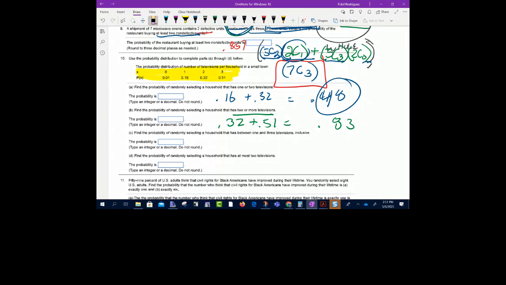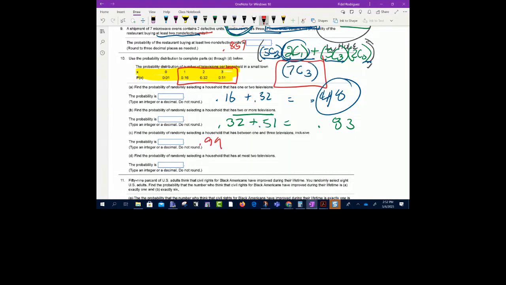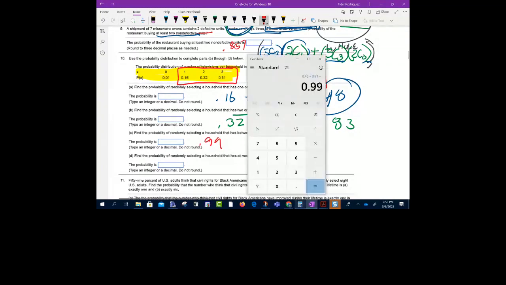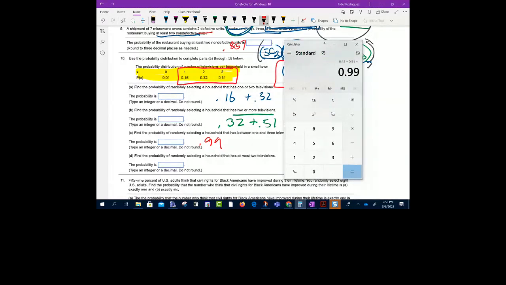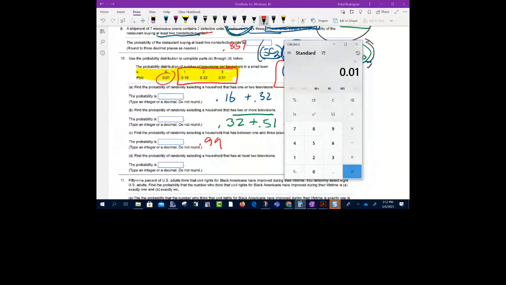What's the probability of selecting a household that has between 1 and 3 TVs inclusive? Wouldn't it be these folks right here? So couldn't we take 0.16 plus 0.32 plus 0.51, which is the same thing as 0.99? Or, y'all, couldn't we have said this? Remember, all of these numbers here together have to add up to 1. So we said 1 minus that guy, 0.01, 0.99, right? Boom. And there's the other part.